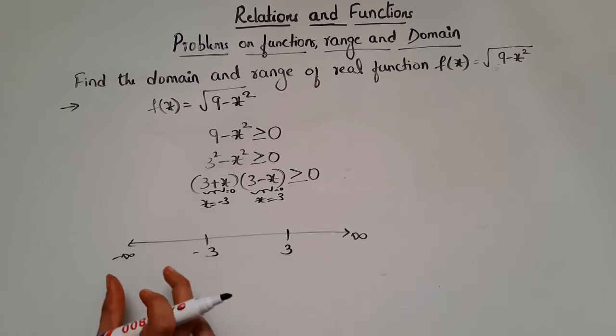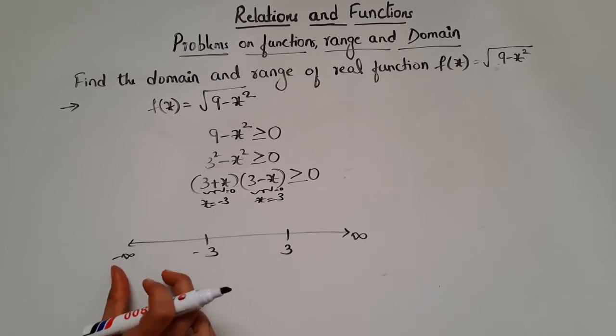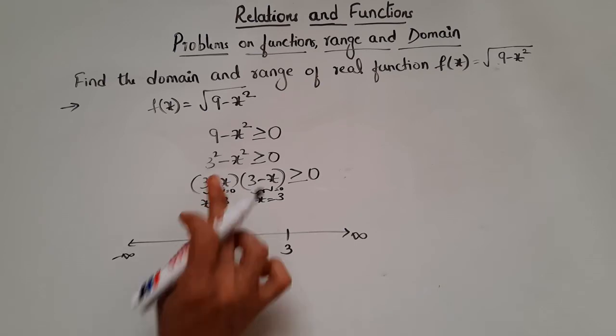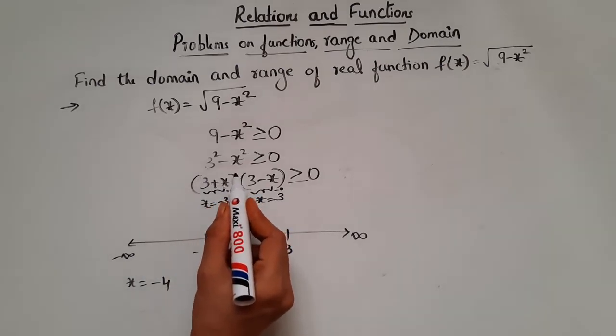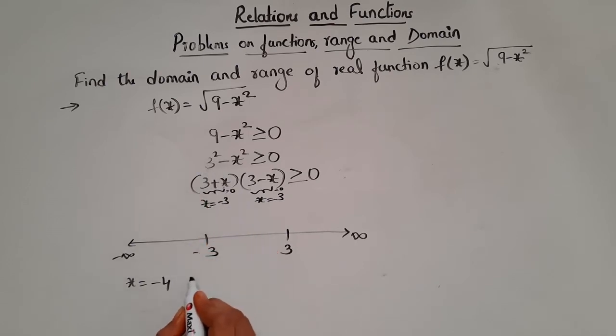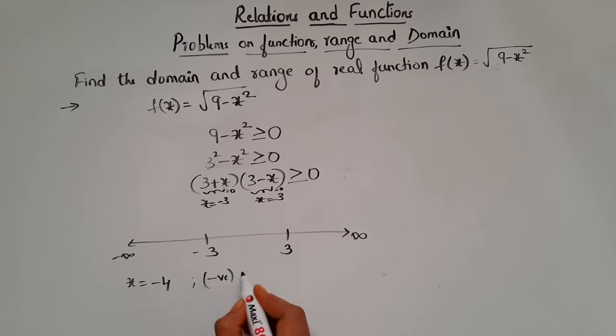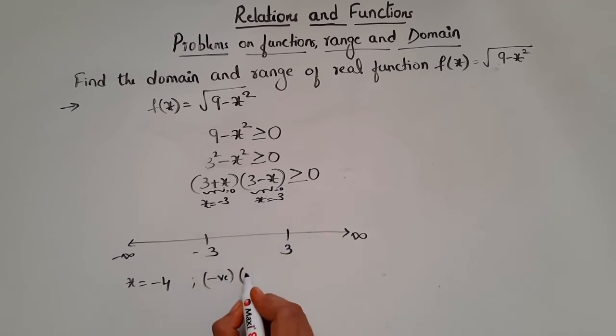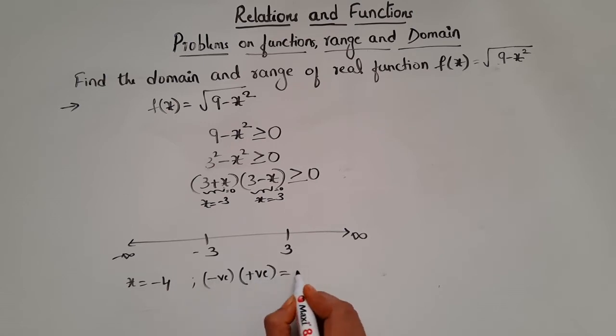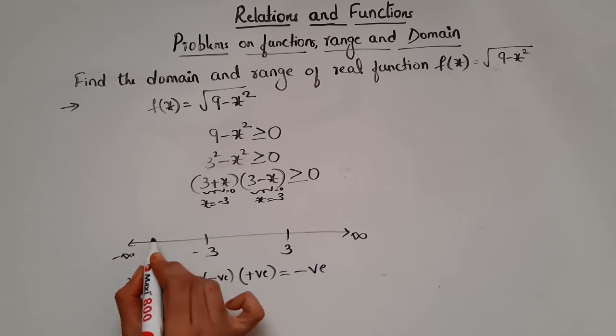Now let's take a value in between minus infinity and minus 3 and put it here. Let's take x is equal to minus 4. When you put it here, 3 minus 4 will give you minus 1, which means a negative value, into minus 4. So 3 minus of minus will be plus. 4 plus 3 is 4, 5, 6, 7, that is plus 7. That is a positive value, and minus into plus will give you minus. So in this region it's negative.